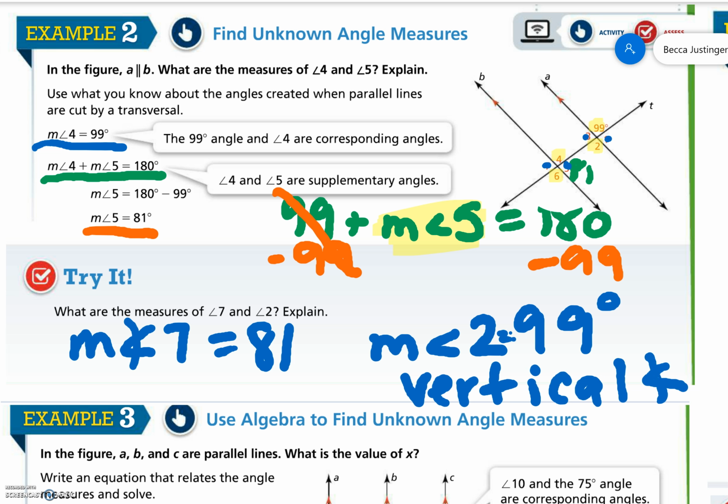and the measure of angle 7 is, where is 7? I covered these up. Okay, 7 is vertical to angle 5.